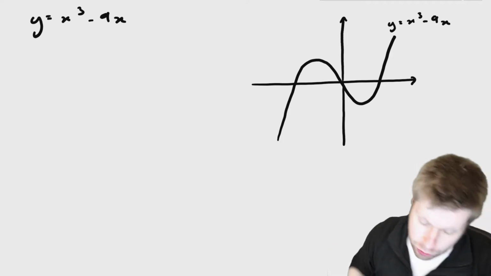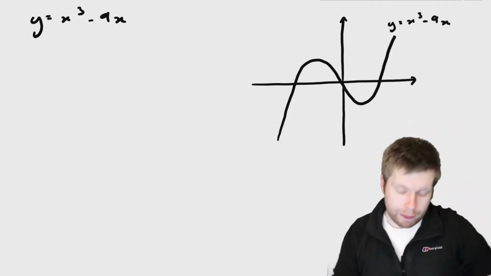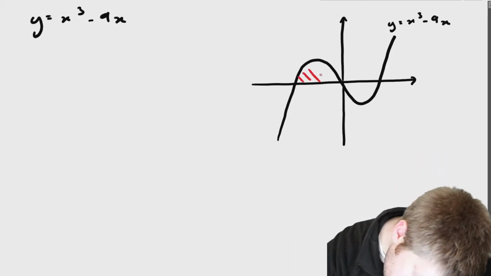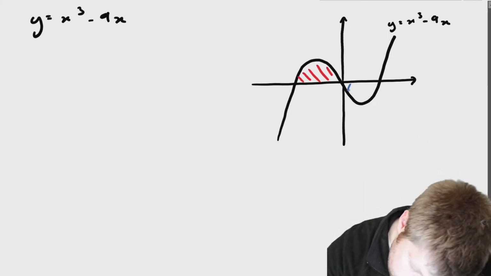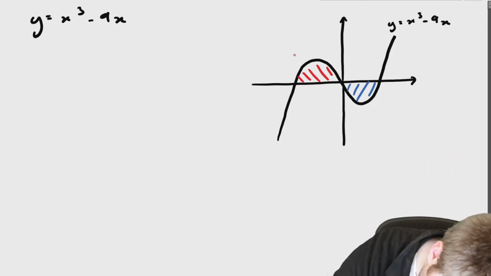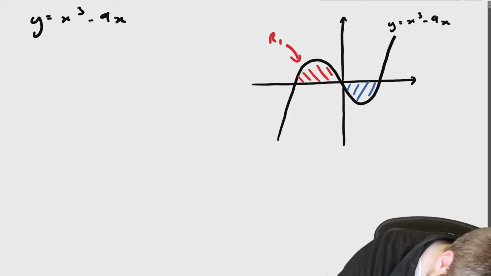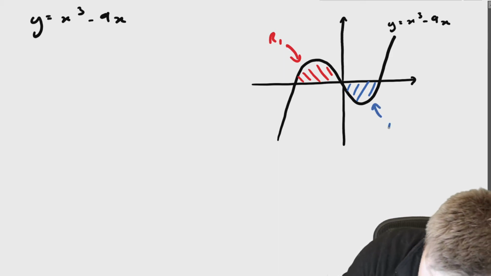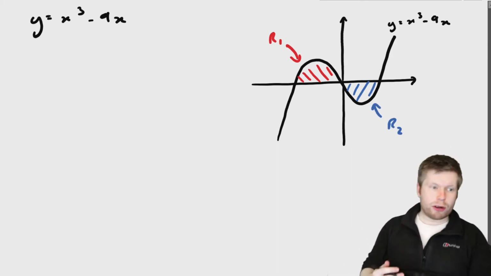So I've got a sketch of y equals x cubed minus 9x on the right hand side, and I want to find the region in here and the region down here, and I want to add those two regions together. So in fact, I'm going to call this region R1 for region 1, and I'm going to call this region R2 for region 2. Okay, so let's have a look at this.